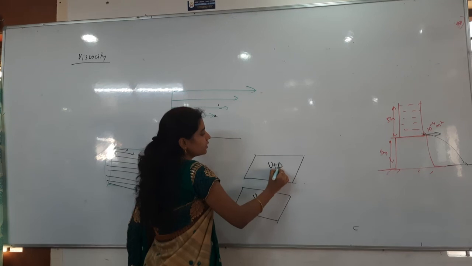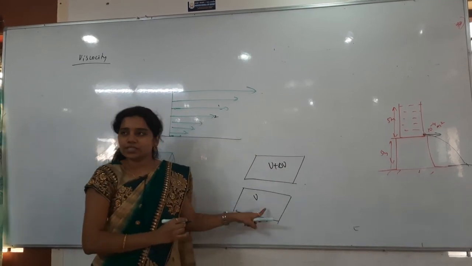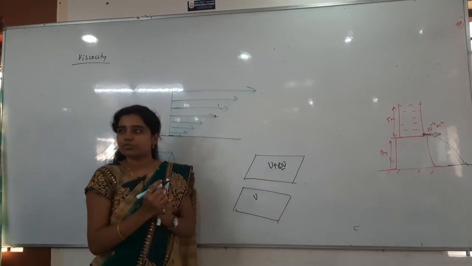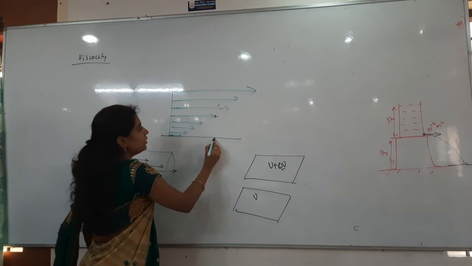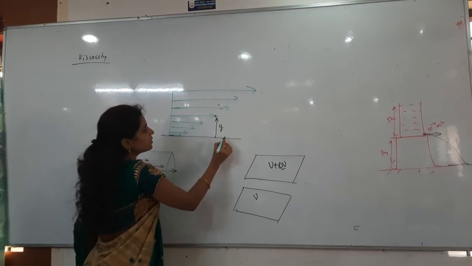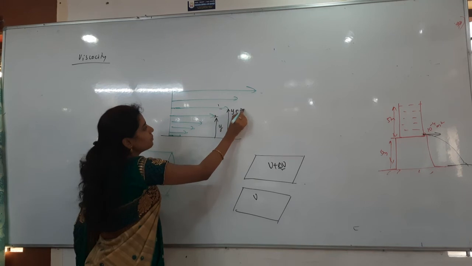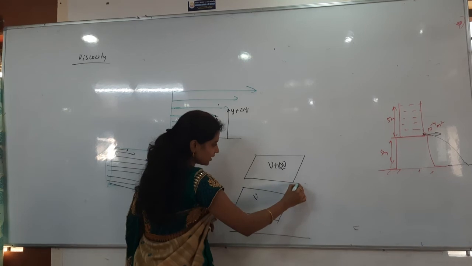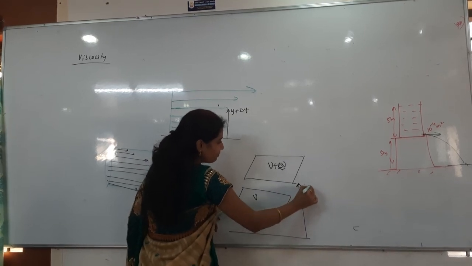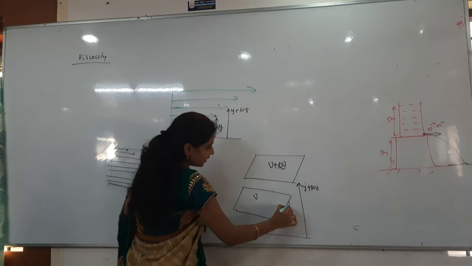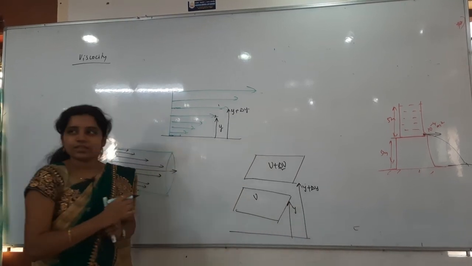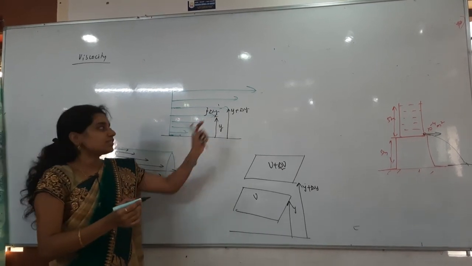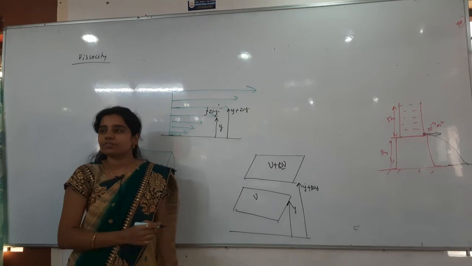Let me take the velocity as v plus delta v. V is this velocity and we are having more velocity, how much more? That is delta v more. And now from the ground this layer is at y distance, so this will be at y plus delta y. Clear? Y plus delta y, and this is exactly at y distance. The separation between the layers is delta y. The difference of velocity is delta v.